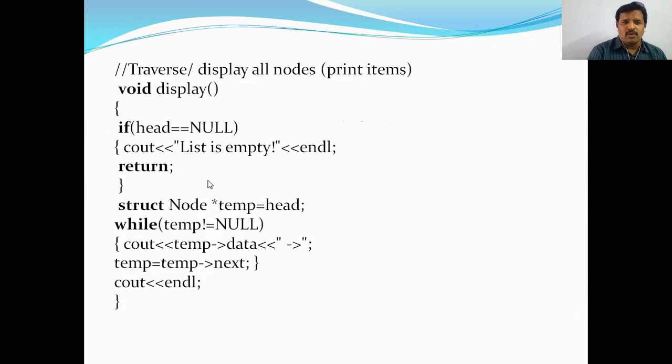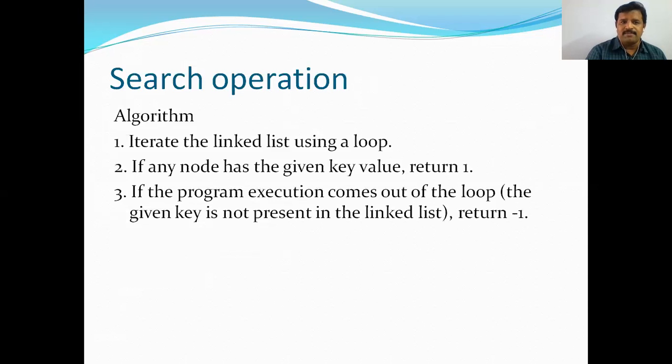So this is the code. If head equal to null, that means the list is empty, so we are unable to display anything. If it is not the case, then while temp not equal to null, cout temp data. After that, temp equal to temp next. That means move the pointer to the next node and then print the value at this node. Again, move the temp to the next node. In this way, the temp pointer will move to the last node, right?